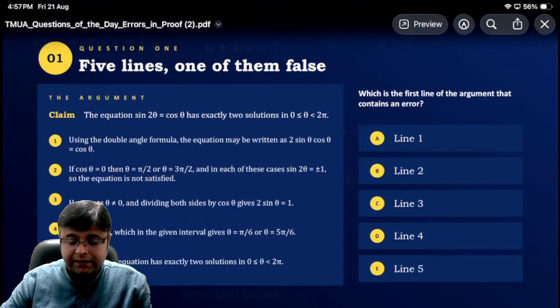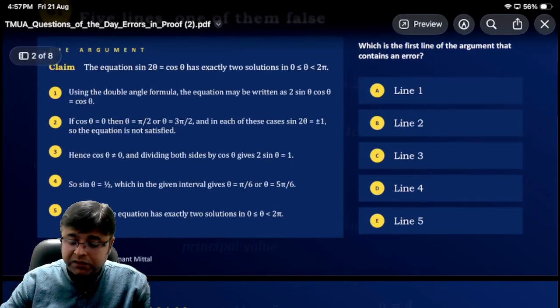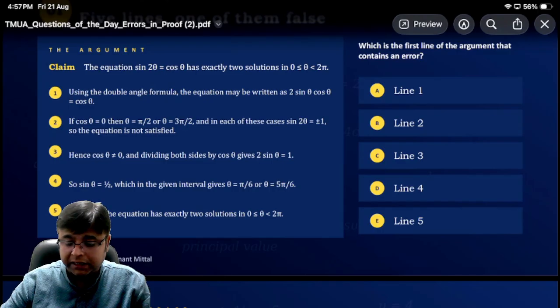It's a claim that the equation sine 2 theta equal to cos theta has exactly two solutions in the interval theta greater than or equal to 0 and less than or equal to 2 pi. Now, they're saying using the double angle formula, the equation may be written as 2 sine theta cos theta equal to cos theta. This is perfectly all right because I know the double angle formula for sine 2 theta is 2 sine theta cos theta.